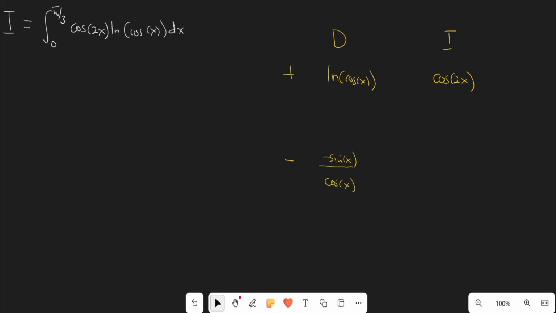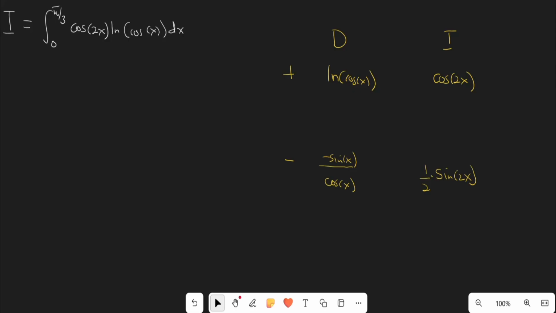And integrating cosine of 2x, what is that going to be? So we have to integrate the cosine of 2x first. Integrating cosine is going to be sine of 2x. Then we differentiate the angle, which is 2x, and then we divide. Differentiating the angle will give you 2. So we divide by 2, and this is the integral of the cosine of 2x.